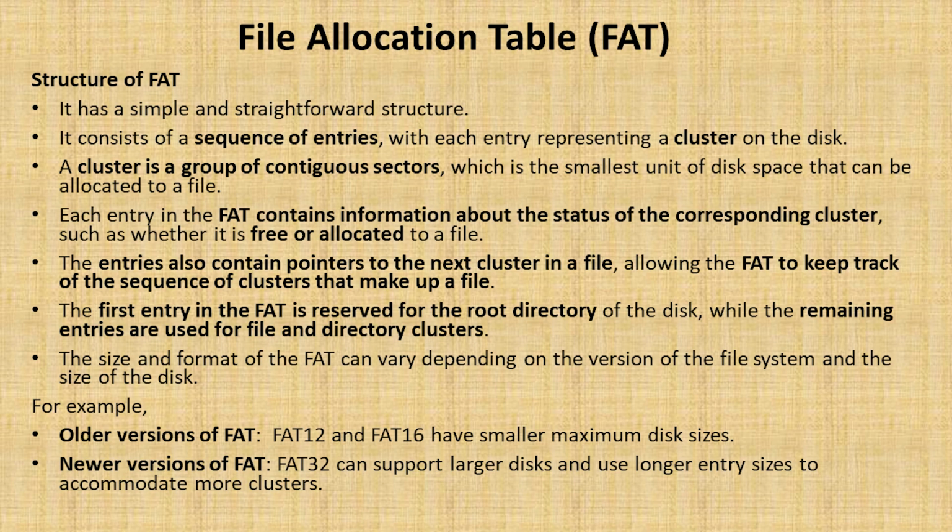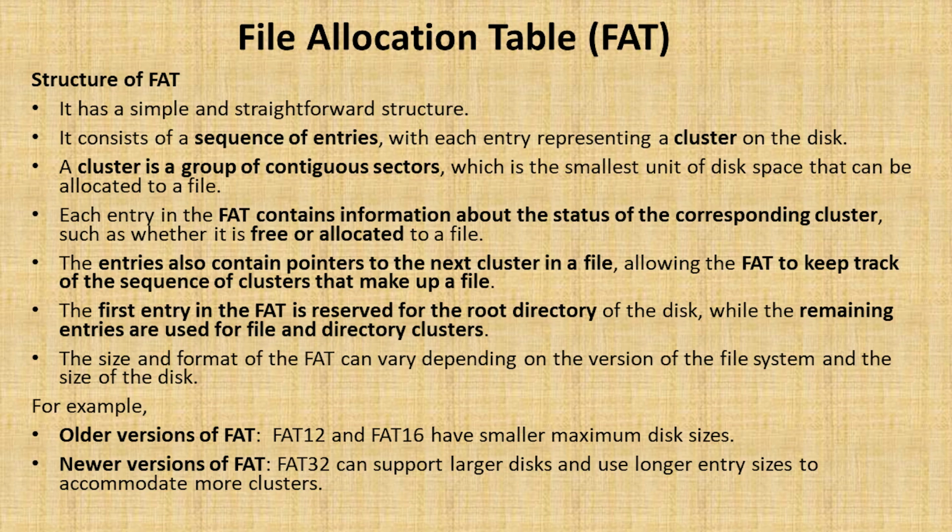It has a simple and straightforward structure. It consists of a sequence of entries, with each entry representing a cluster on the disk. A cluster is a group of contiguous sectors, which is the smallest unit of disk space that can be allocated to the file. Each entry in the FAT consists of information about the status of the corresponding cluster, such as whether it is free or allocated to the file. The entry also contains a pointer to the next cluster in the file, allowing the FAT to keep track of the sequence of clusters that make up a file.